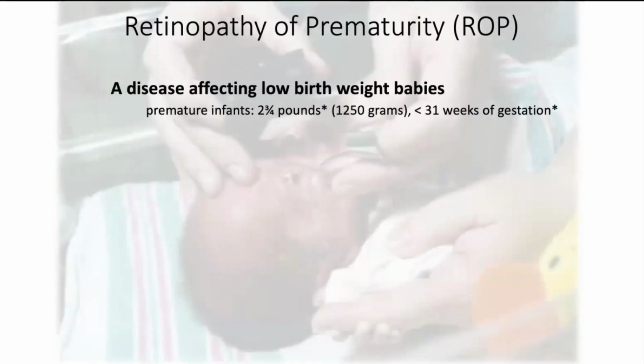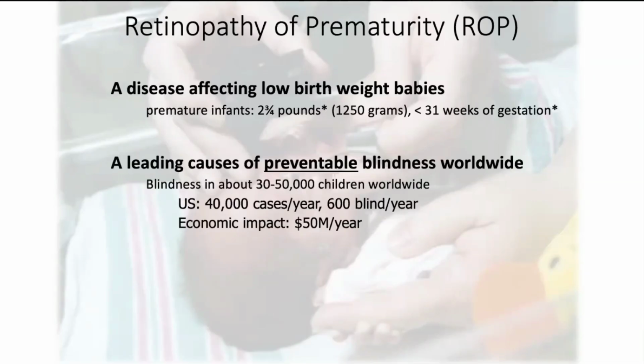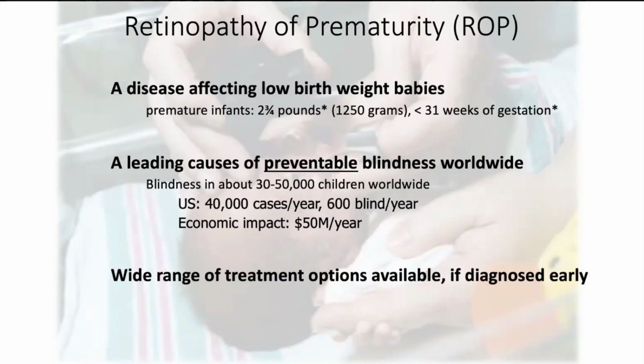I'll spend a little time talking about retinopathy of prematurity. It's a disease affecting low birth weight babies, specifically babies that are below 1,250 grams or less than 31 weeks of gestation, who are screened for ROP. It is a leading cause of preventable blindness worldwide. It has a huge economic impact both in the US and even more so in low and middle income countries. And fortunately, there's a wide range of treatment options available if diagnosed early.